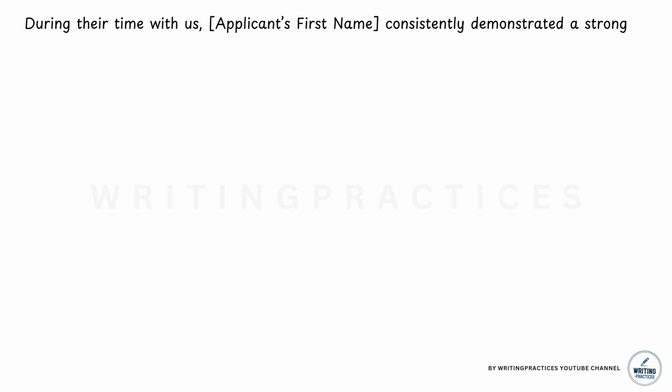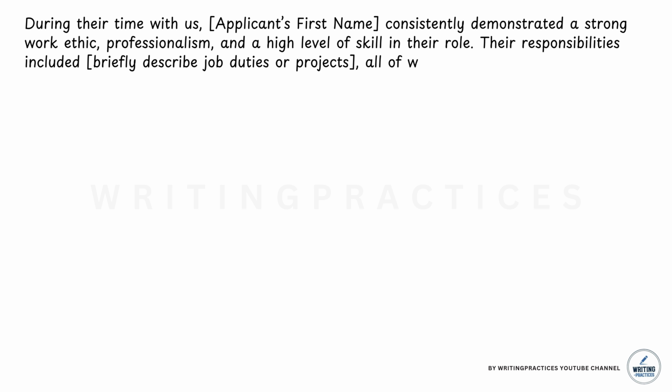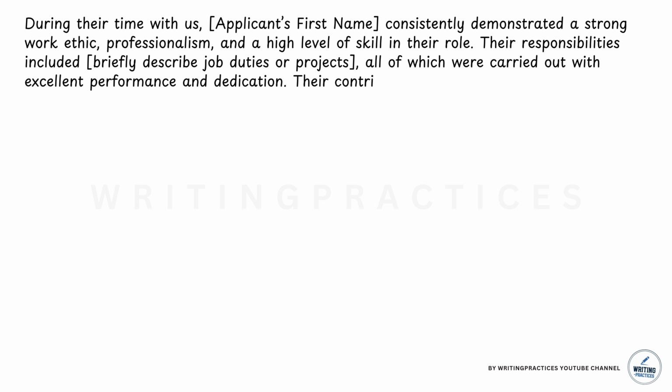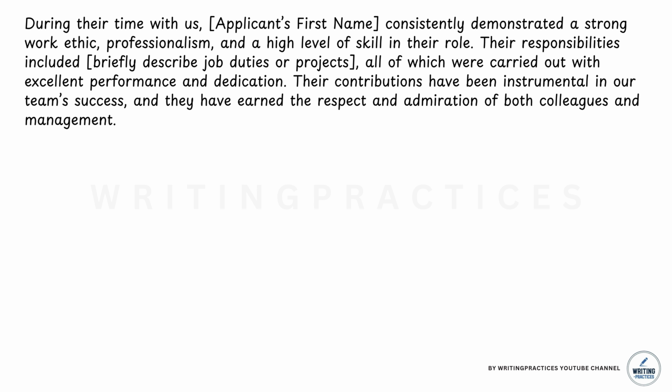First body paragraph, describe the applicant's performance. Next, we provide specific details about the applicant's work performance, attitude, and contributions to the organization. Here's the sample. During their time with us, applicant's first name consistently demonstrated a strong work ethic, professionalism, and a high level of skill in their role. Their responsibilities included briefly described job duties or projects, all of which were carried out with excellent performance and dedication. Their contributions have been instrumental in our team's success, and they have earned the respect and admiration of both colleagues and management.